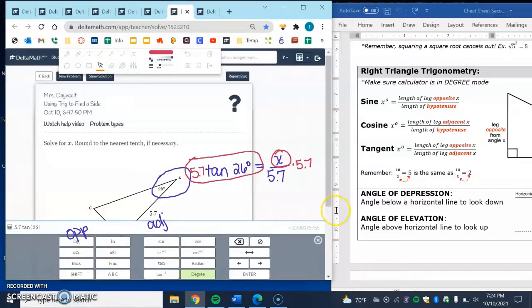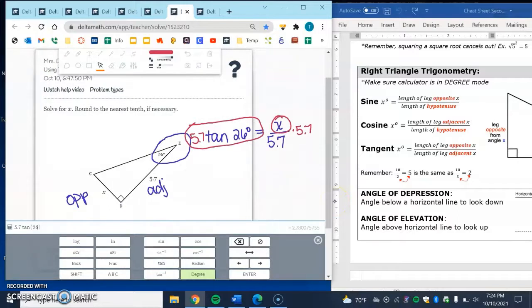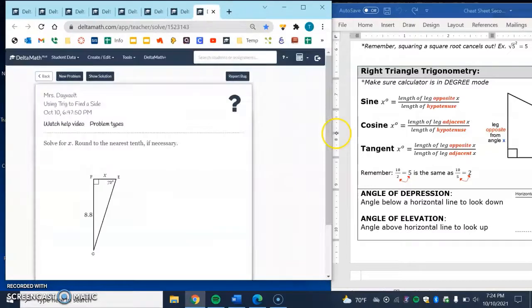5.7 times the tangent of 26 degrees is about, if I round to the nearest tenth, about 2.8. So that means the length of this side is about 2.8, based on the ratio of all right triangles that have a 26-degree angle that are similar. The ratio of the sides, for the tangent sides, is this ratio. All right, and let's do one more.